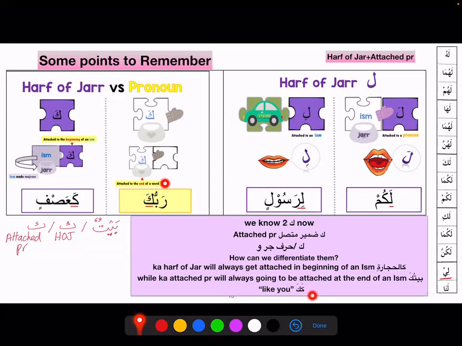So I said, okay, let me think. And then, yes, it makes sense, right? So the first ka is harfu jar over here, and this second ka is the attached pronoun meaning you, right? Yeah, so that was so funny. And I want to share it with you guys because you must be thinking about and attaching different things with this, so you will come across that kind of instance as well, right?